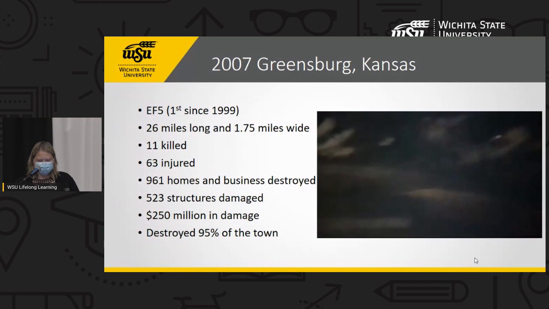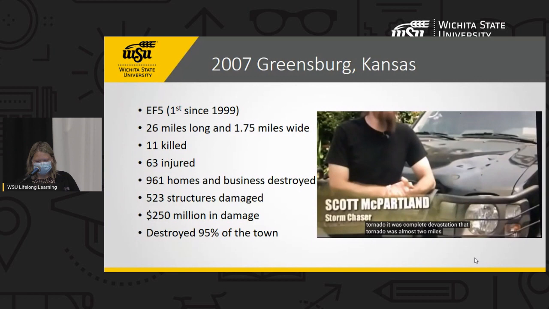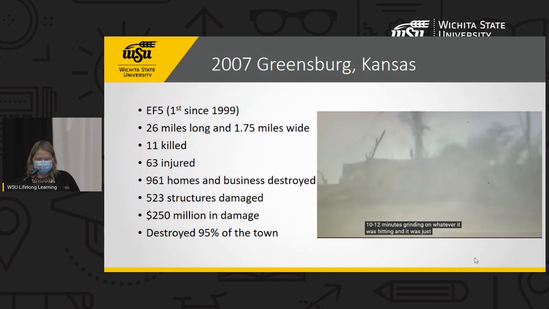The worst aftermath, hands down, that I've ever seen would have been the aftermath of the Greensburg, Kansas tornado. It was complete devastation. That tornado was almost 2 miles wide. It went directly over that town. And at any given spot, it was over that spot for 10, 12 minutes, grinding on whatever it was hitting. And it just looked like a bomb went off.